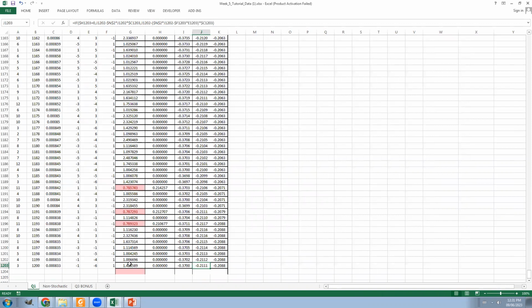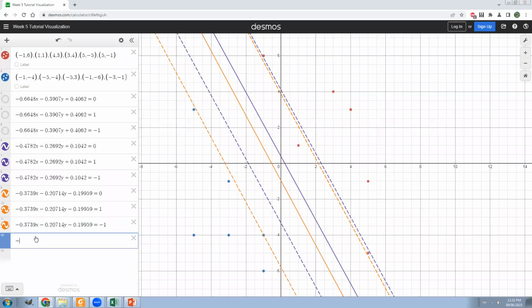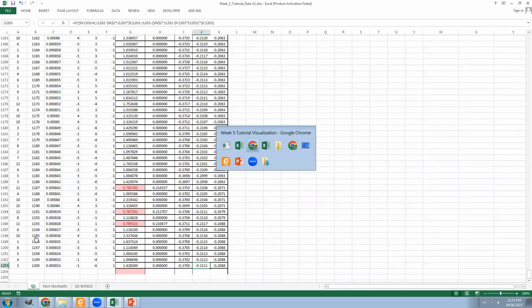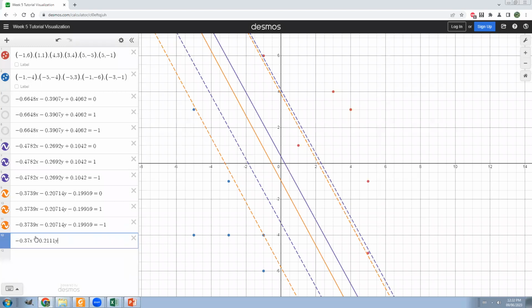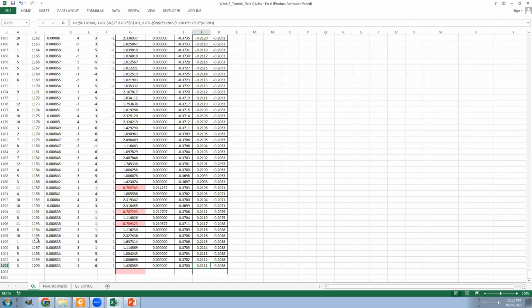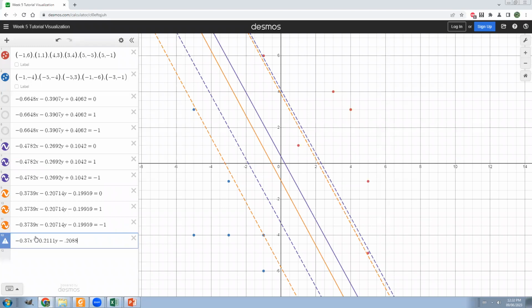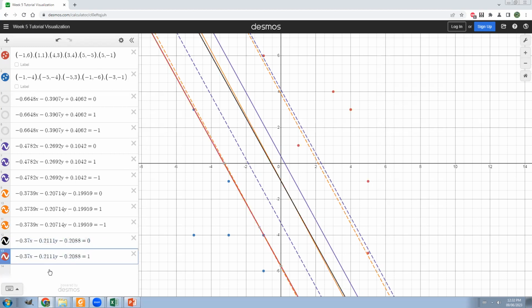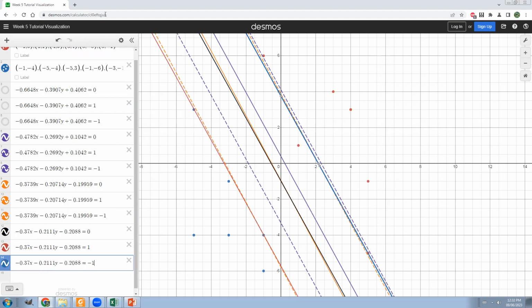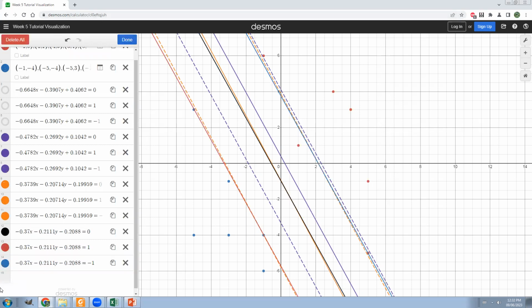we're getting negative 0.37x minus 0.2111y minus 0.2088 equals 0. And we can put our margin boundaries on that. And when we do that, let me just make these all the same color. So I'm going to make these green dotted.